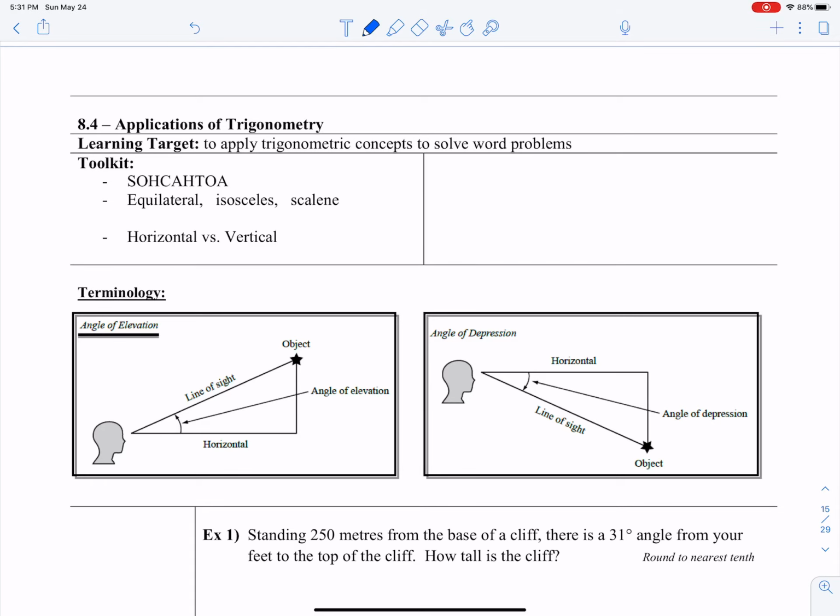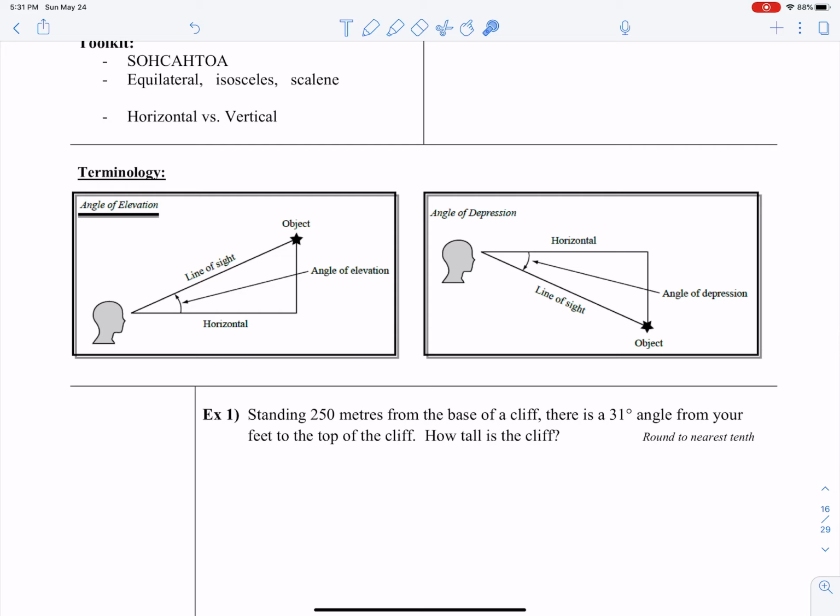This is section 8.4, and in this section we're going to be taking what we learned in trigonometry and applying it to word problems. Okay, so some terminology that's important. You have angle of elevation and angle of depression. So angle of elevation is from the ground up, and you almost always use this bottom angle. A common mistake is people will put the angle up here at this part of the triangle, but we almost always want the bottom angle here, okay?